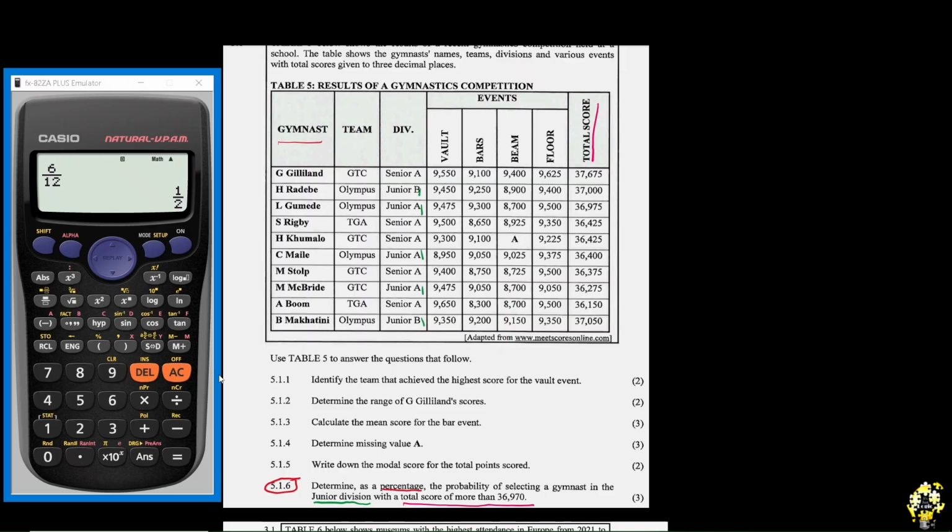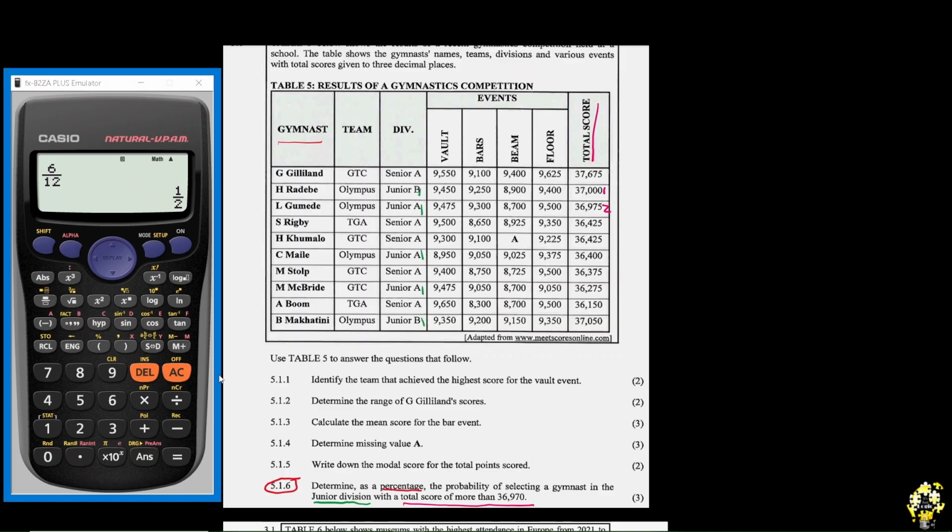What is possible? First of all, is this first one a junior? No, it's not. How do we know we didn't mark it? Is the second one a junior? Yes. Is it more than 36.970? Yes, it is. This is our number one. Number two, is it a junior? Yes. Is it more than 36.97? Yes, it is. It's number two. Is it a junior? No. Is it a junior? No. Is it a junior? Yes.